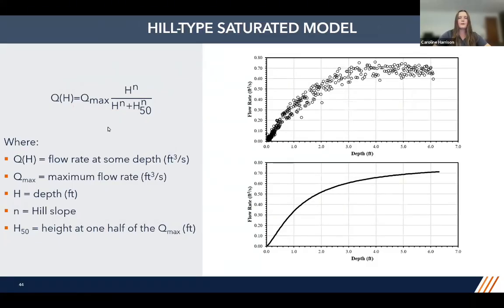And then finally, our hill saturated model was used to fit data if flow rates exhibited a plateau at greater depths, and then a gradual transition was observed in the flow pattern rather than a distinct breakpoint, as we've seen previously.